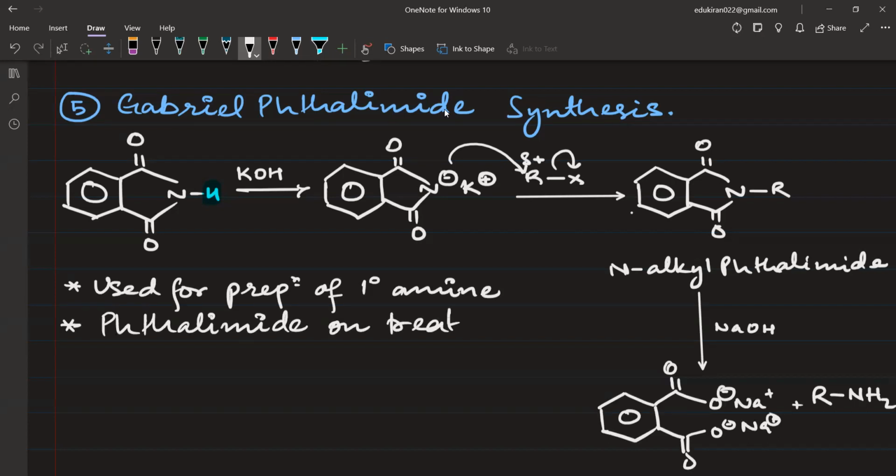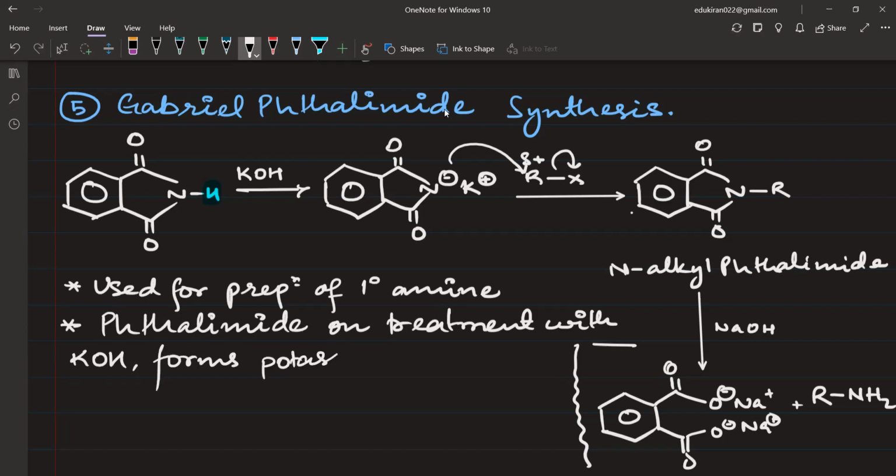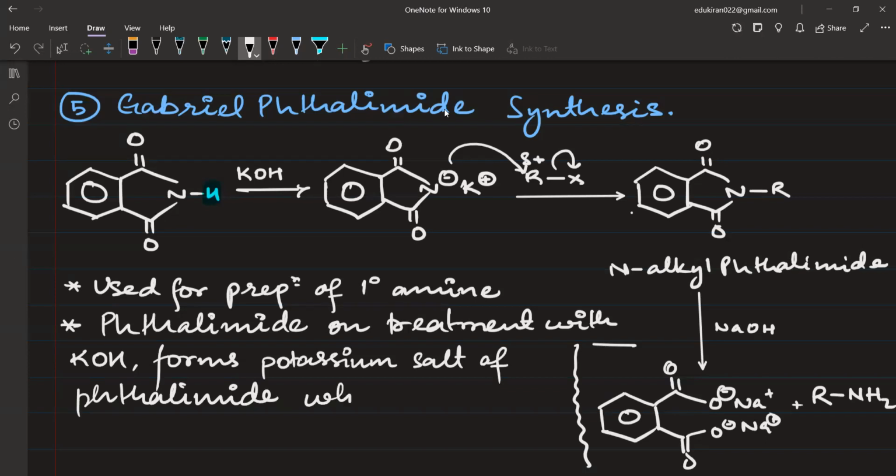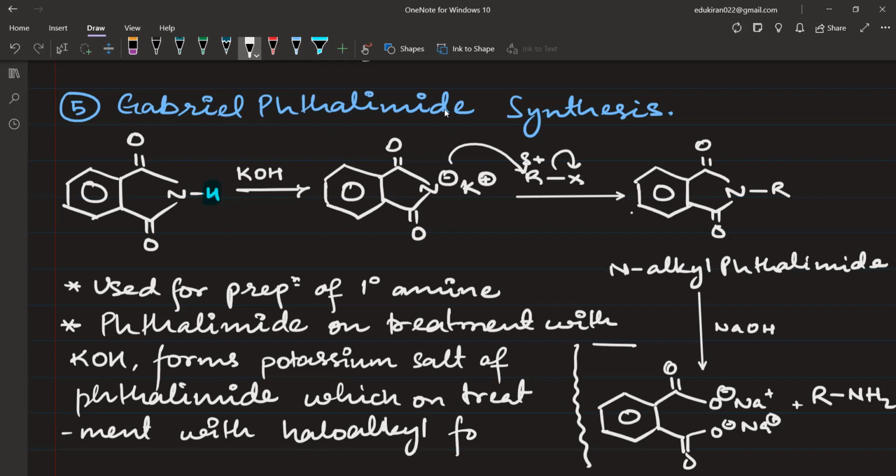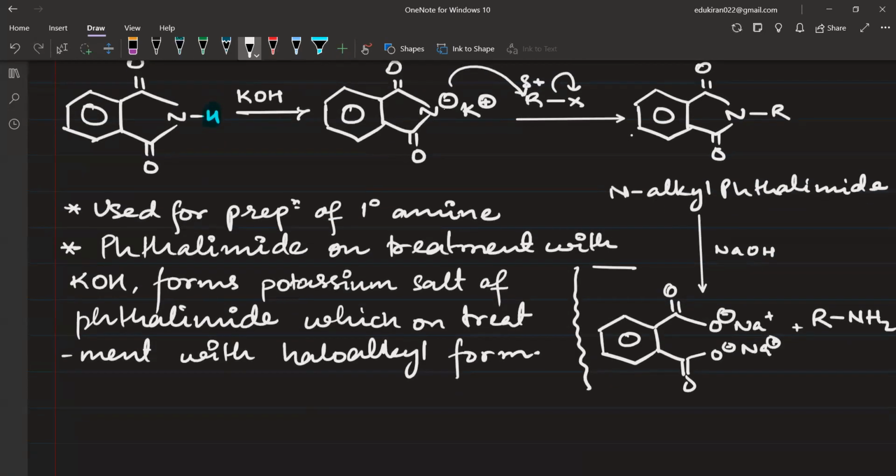Phthalimide on treatment with KOH forms potassium salt of phthalimide, which on treatment with haloalkane forms N-alkyl phthalimide. If you are using chloromethane, methyl fluoride, methyl bromide, or ethyl fluoride, whatever R group you are using here, this complete R group will be attached, okay?